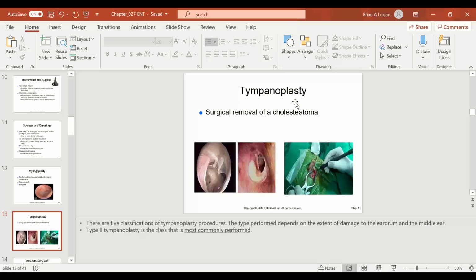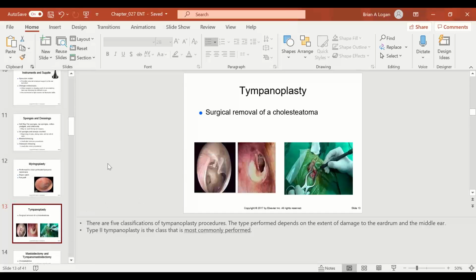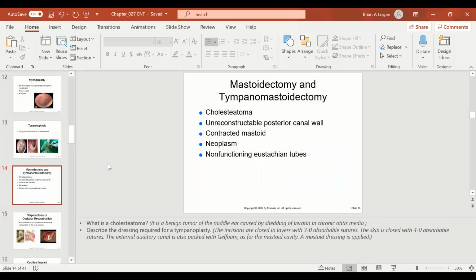So that's the tympanoplasty. A lot of times this is called a mastoid tympanoplasty, because you have to go through the mastoid bone. That's this picture showing here, is that post-auricular incision, and going through the mastoid bone to get access to this area and work. Tympanomastoidectomy, yeah.